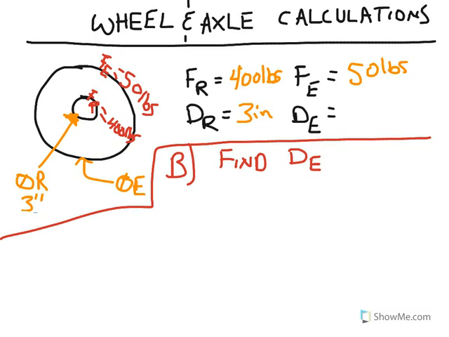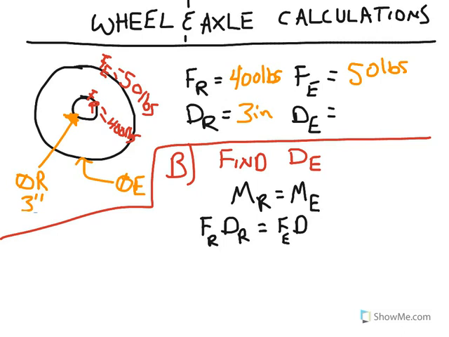In order to achieve static equilibrium, the moment of the resistance has to equal the moment of the effort. So if these were equal, then it would be in static equilibrium. We need to figure out what the minimum diameter would be so that we could actually turn this with a force of 50 pounds. So we take the force times distance of the resistance, and that must equal the force times distance of the effort.